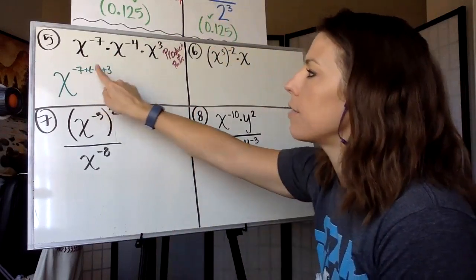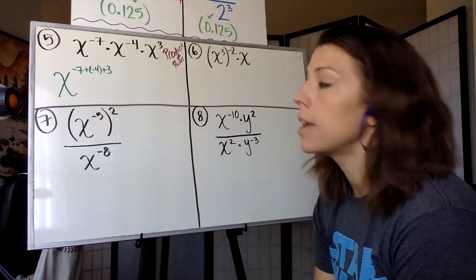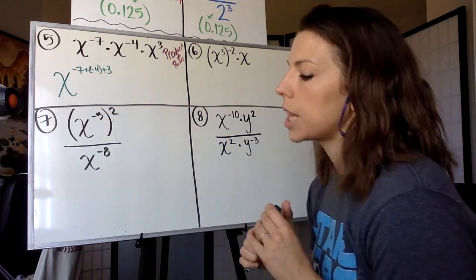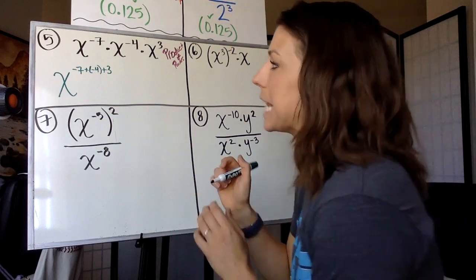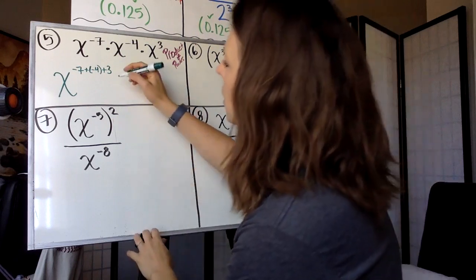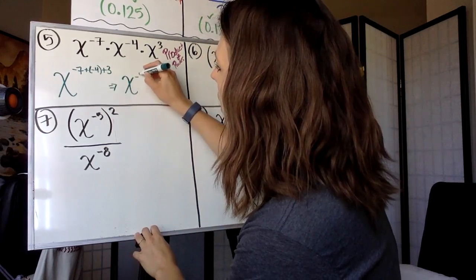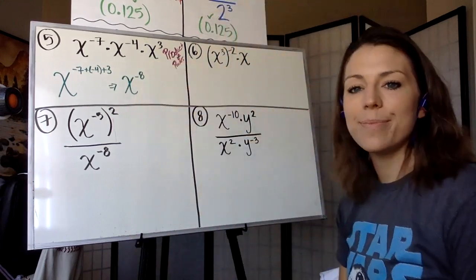Okay, so what is negative 7 plus negative 4? Negative 7 plus negative 4 is negative 11. And negative 11 plus 3 is negative 8. Do I believe that? Yes. So this is x to the negative 8. All right, we're done, right?